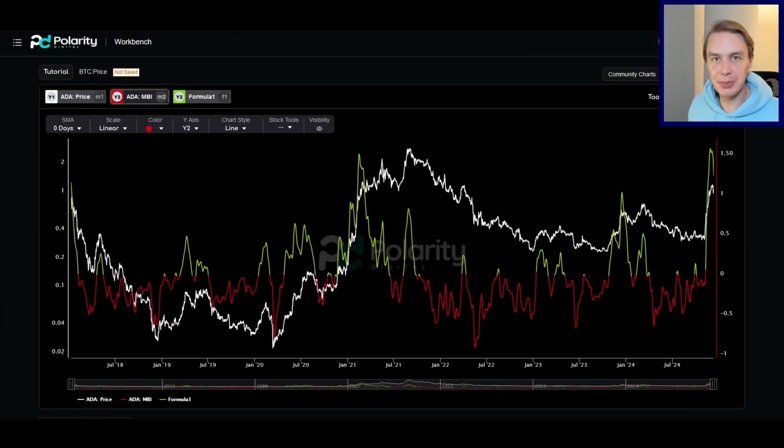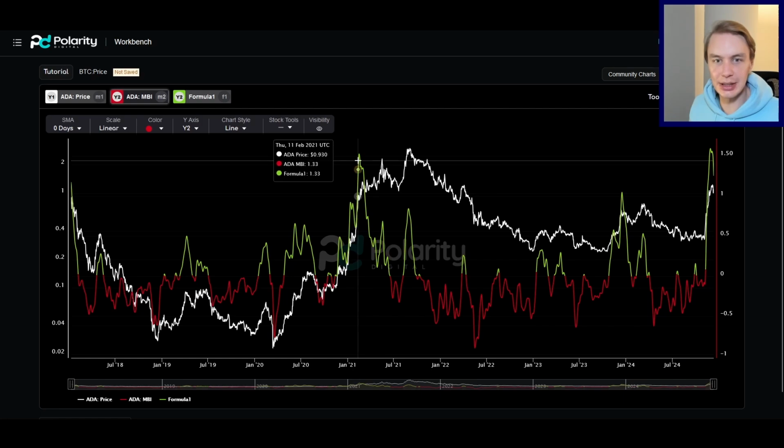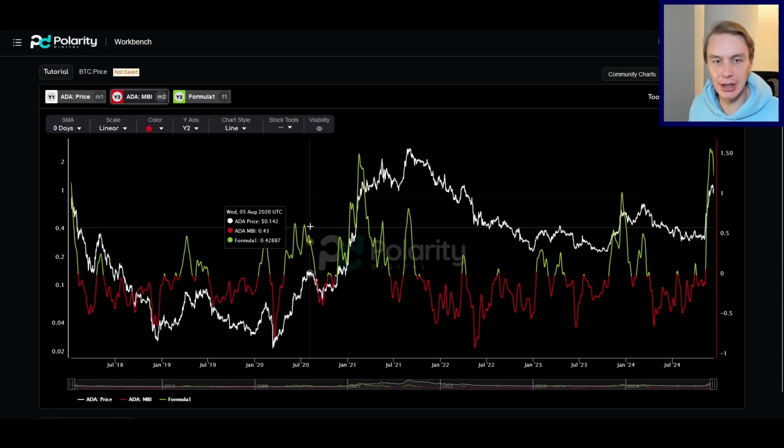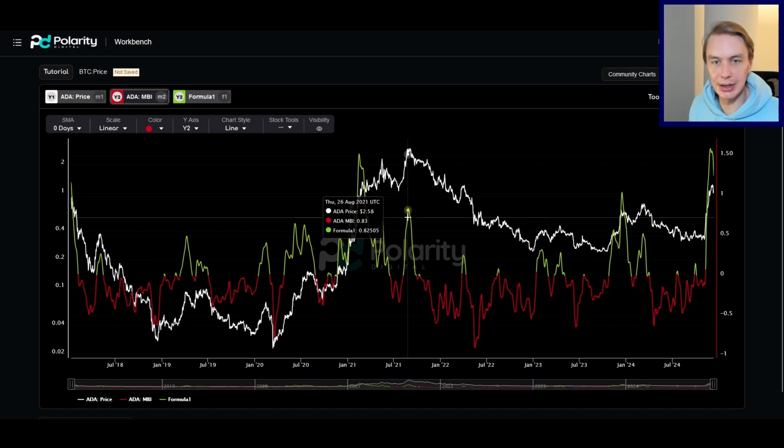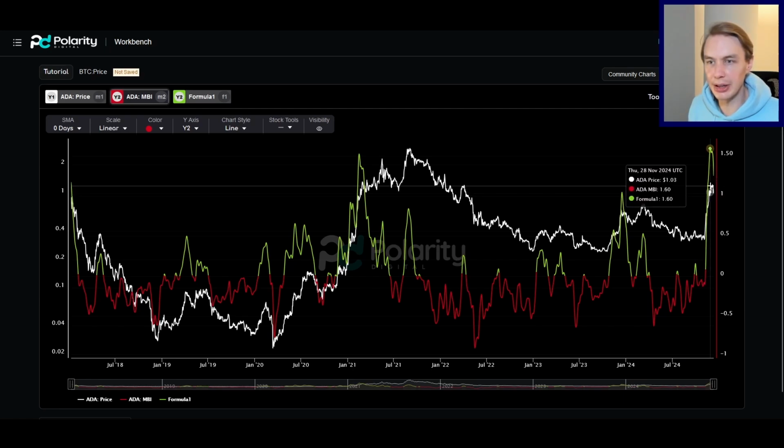Now, it can also be useful to watch the absolute level of this metric because it can tell you when you're getting to extreme points in momentum, and oftentimes those can act as local tops. You'll see we actually got to the most extreme value ever for ADA on the MBI back over here in this big run up. Now we're falling back down.